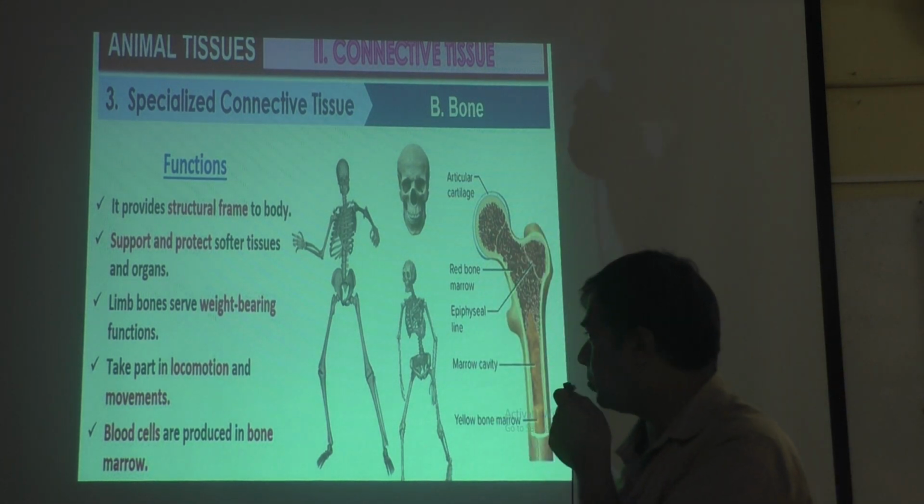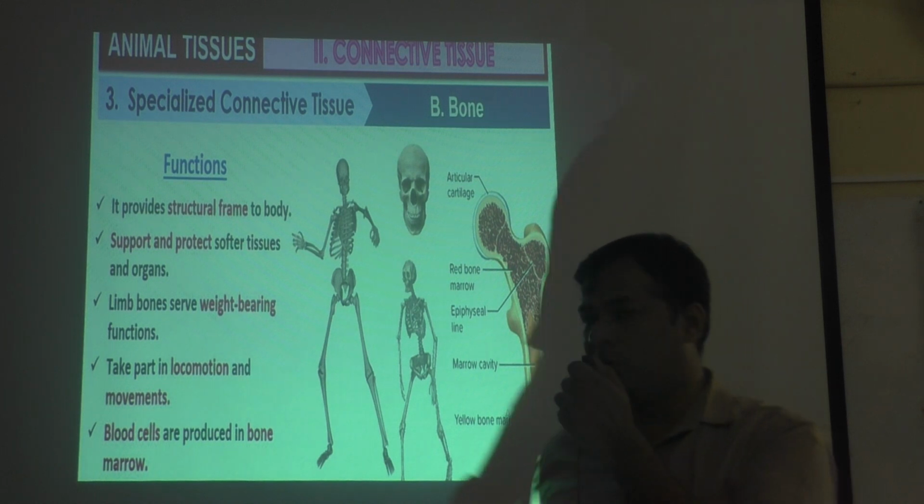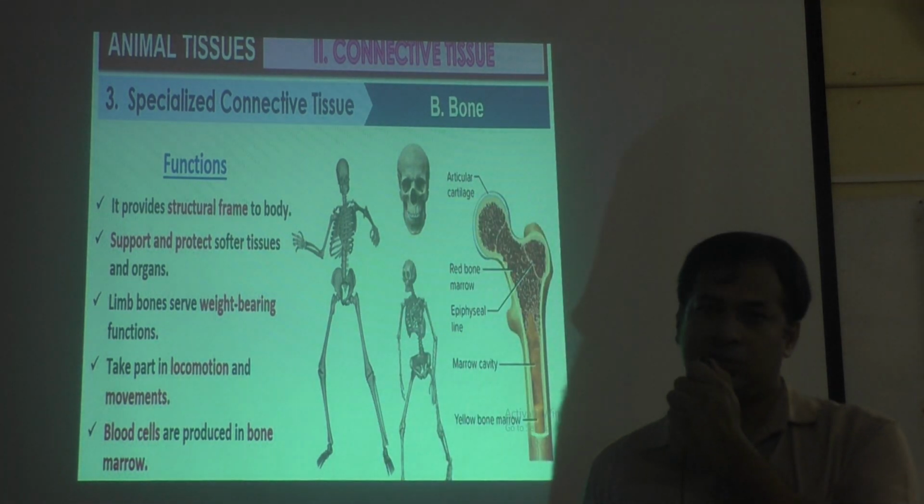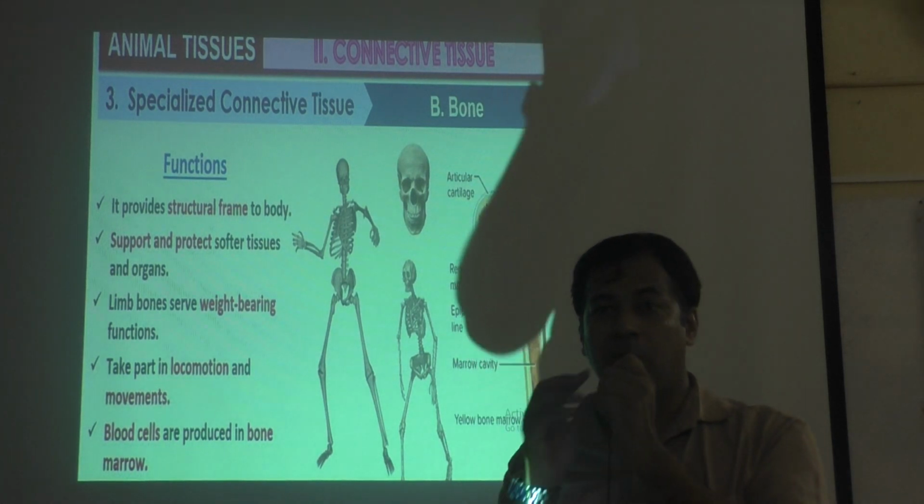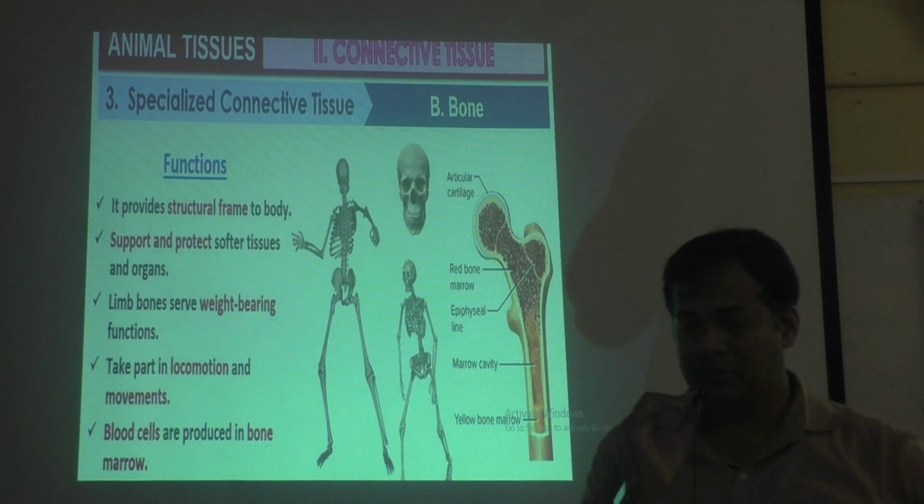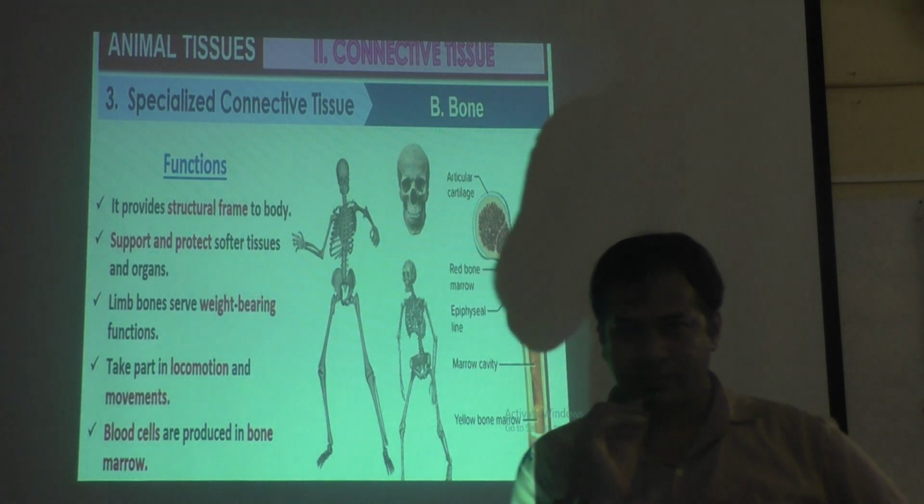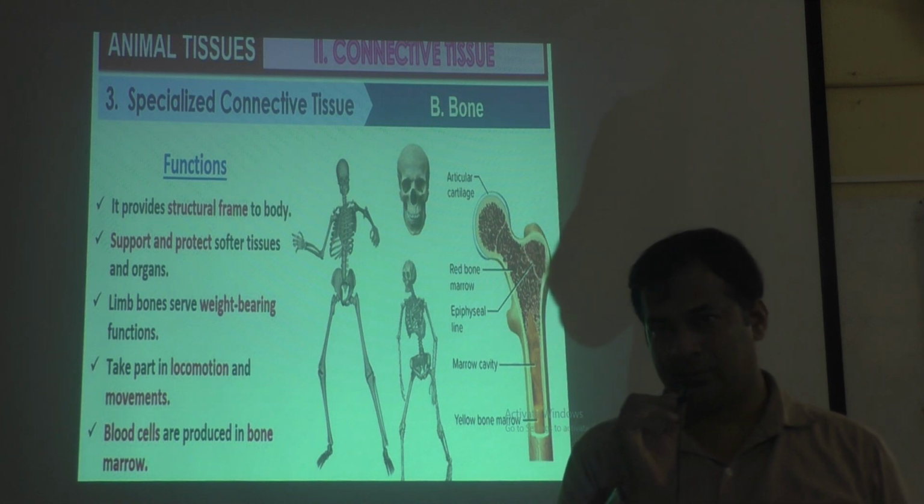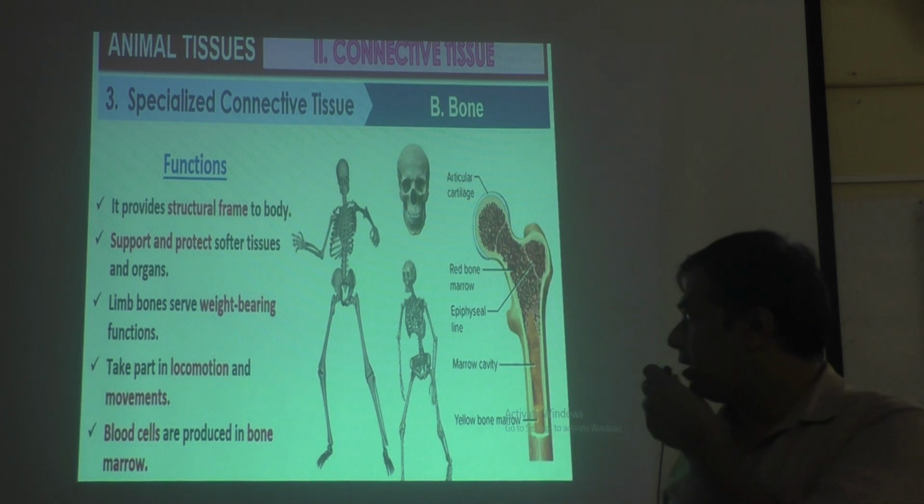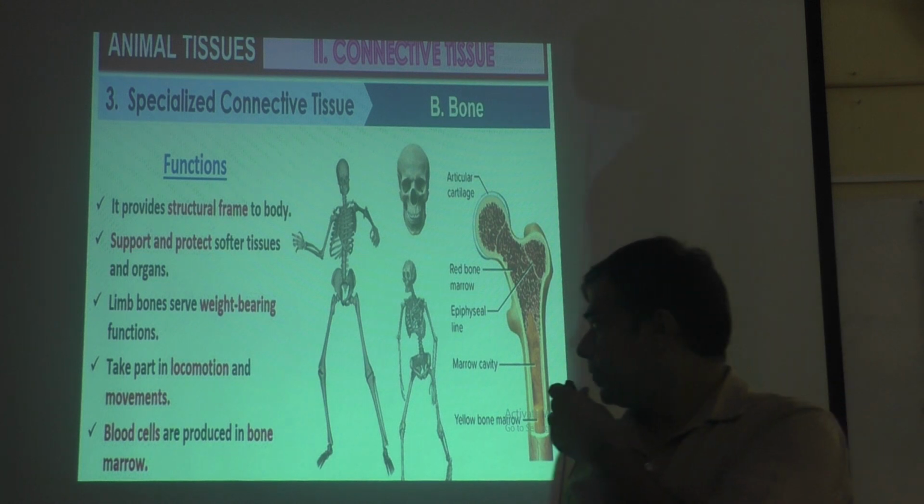Limbs serve weight bearing functions, like I told you. Limbs, especially lower limbs, like legs for example. Legs will bear whole body weight. Suppose a person is 85 kg. Legs will bear all that weight. So that means it can bear weight.